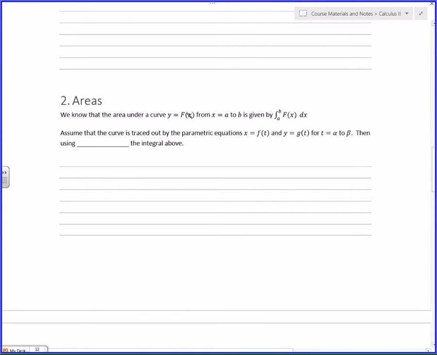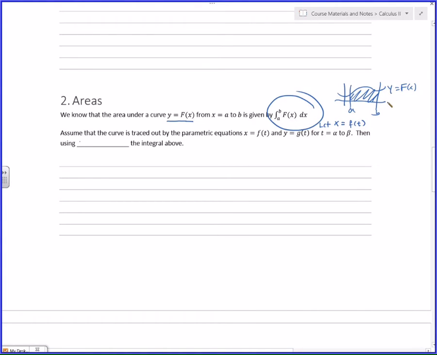Let's talk about areas. If you start with a function y equals F of x from x equals a to b, when you have a curve like this, here's a, here's b. The area underneath there, if y is capital F of x, then there's how we find the area. So all I'm going to do now is basically use substitution. I'm going to let x equal f of t.